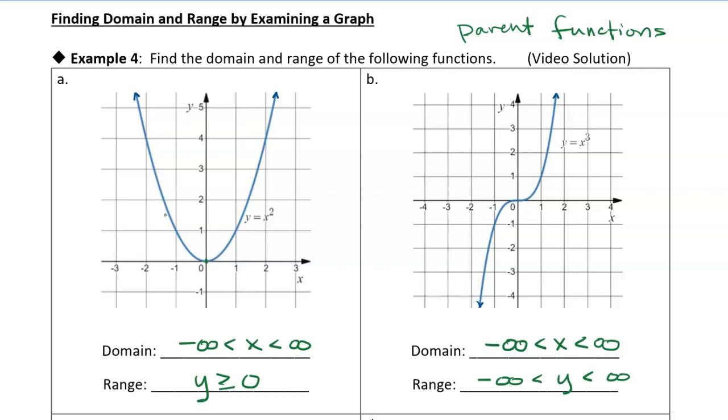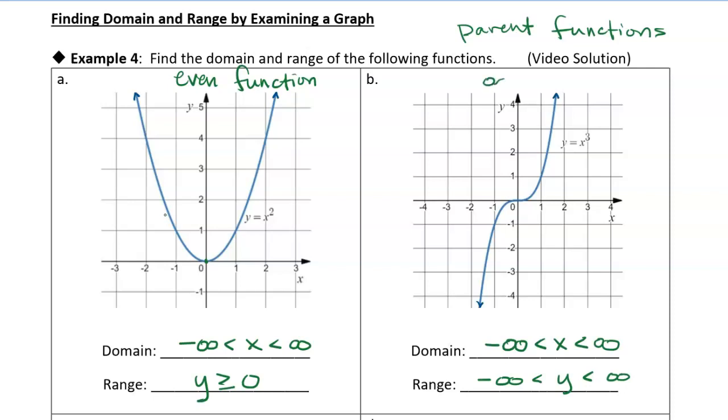Now, this domain and range will hold for any even power of x. If it's just x to some power, as long as it's even, it'll have the same domain and range. So this is called an even function. It's called even because it's an even power function, and it has a certain symmetry to it too. It's symmetric about the y-axis. We're going to talk more about that later on too.